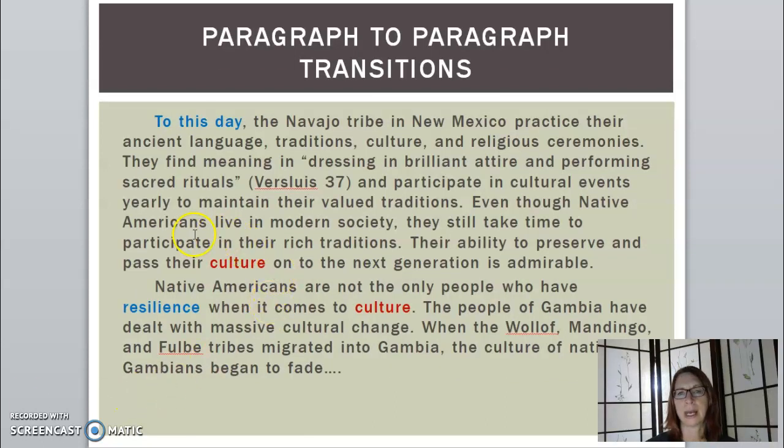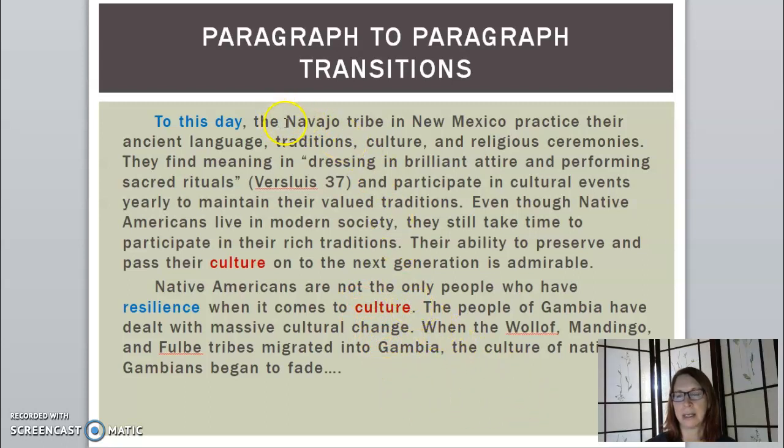So let's look at the repetition here in a couple of ways. We can see the word culture highlighted in red. This is talking about the Navajo tribe and how they've held on to their traditions in the first paragraph. The second paragraph shifts to the Gambian people and their traditions. So let's look at how this transitional phrase works here.